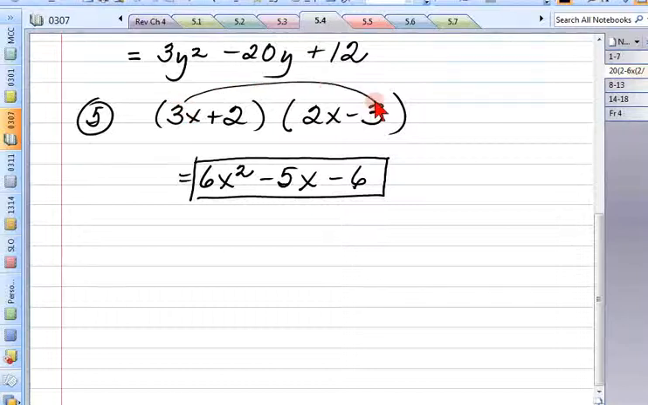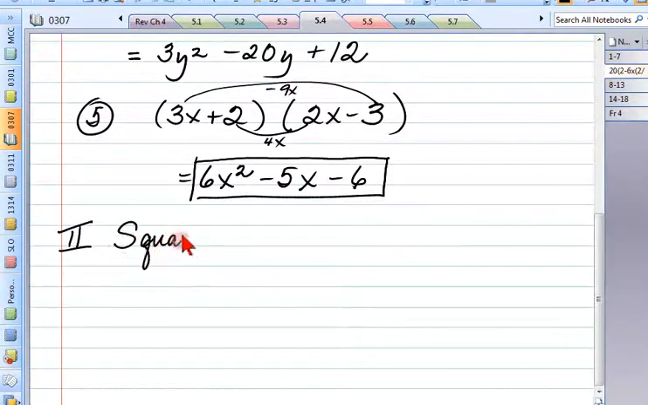But if it would be better for you to write down that your outer product is negative 9x and your inner product is 4x, then please write it down. If you find yourself making sign mistakes, or if you're forgetting the numbers, do whatever it takes to remember. All right, all of this started as the first kind of shortcut. The second kind of shortcut can be when you are squaring a binomial.